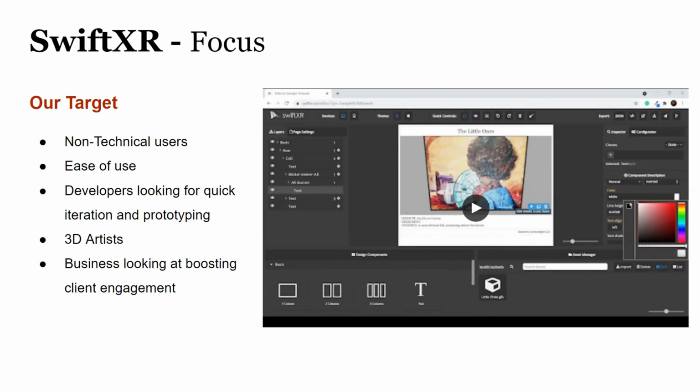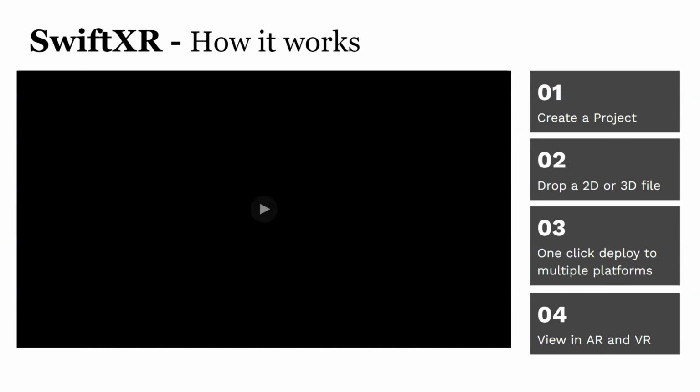So with SwiftXR, even if your device does not support AR, there's this fallback system that allows you to see what has been created in 3D. So you can interact with it, move it around, and pan around and look at it. So how does it work?